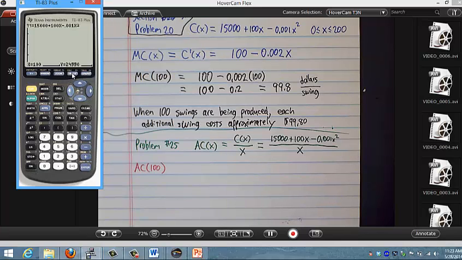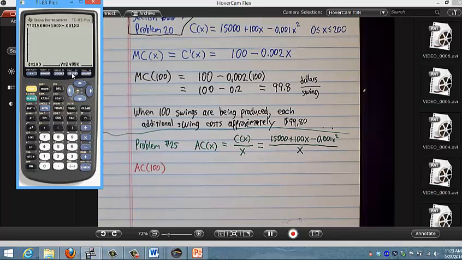There we go. That y value, what does that represent? That's the cost of producing 100 swings. You guys with me? Okay. So if I want the average cost, this is kind of a neat thing to know about.